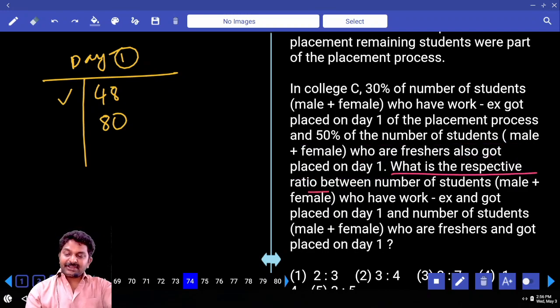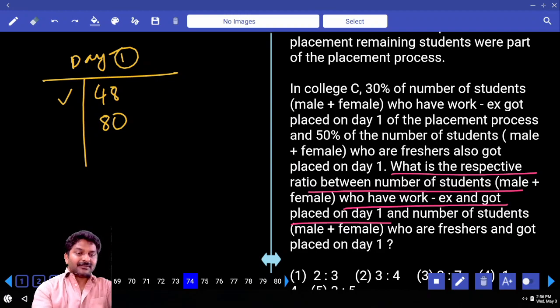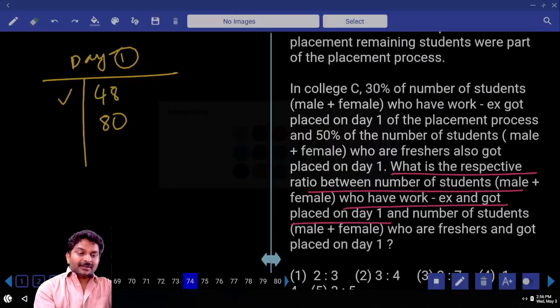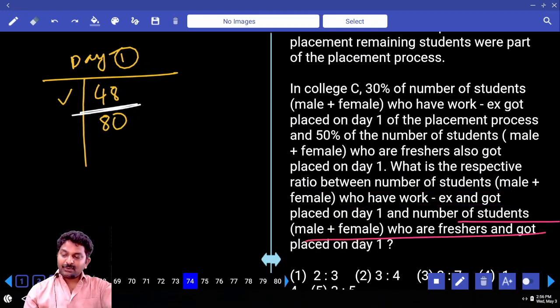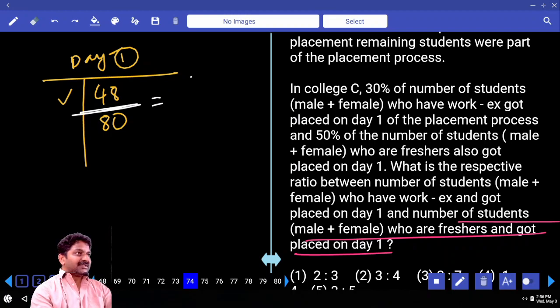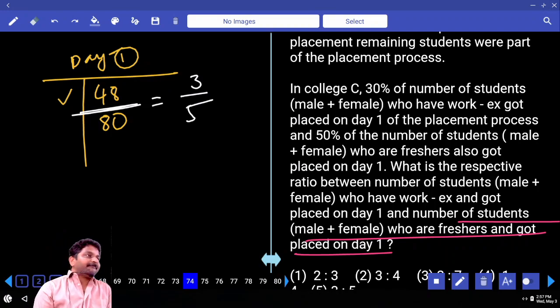What is the respective ratio between students who have work experience and got placed on day 1, and the number of students who are freshers and got placed on day 1? Day 1 who got jobs, who have experience, 48. Freshers who got placed on day 1, 80. That means the ratio between both numbers, 16 times 3, 16 times 5, 3 is to 5.